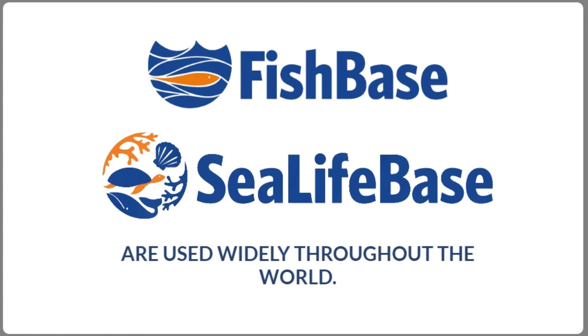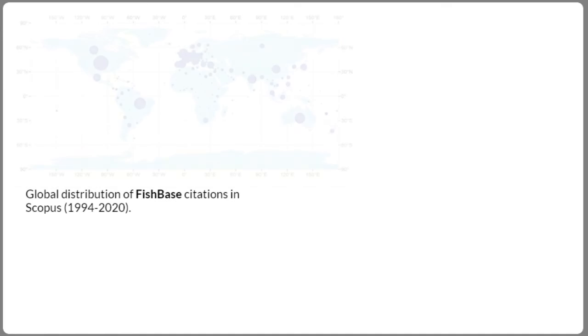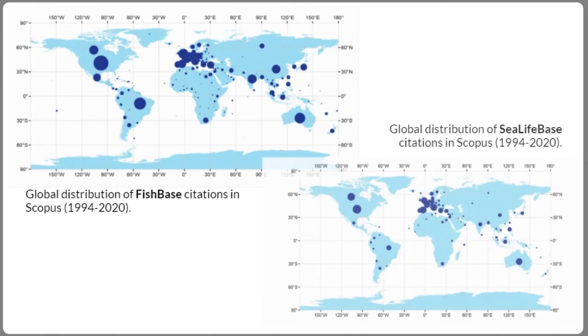FishBase and SeaLifeBase are widely used throughout the world. Regions that use FishBase and SeaLifeBase the most are Europe, the United States, Brazil, and Australia. Both of these species information systems are also indispensable resources for developing countries.